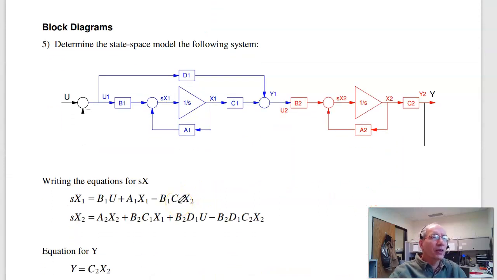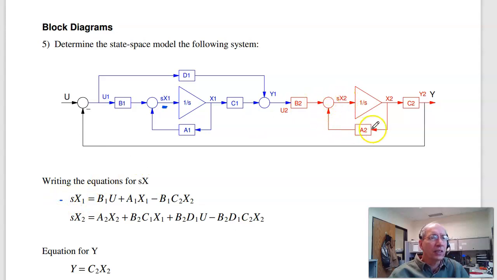Problem 5 looks at block diagrams. We'll be doing this a lot this semester. Given a block diagram, put the A, B, C's, and D's together. So in this case, I would write the first equation, take Sx1, that's equal to A1 times x1 plus B1 times U minus B1 times C2 times x2, first equation.